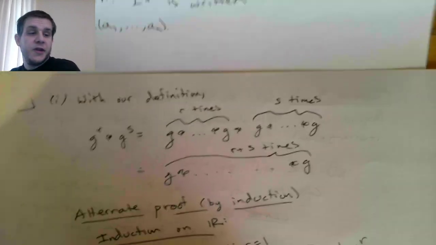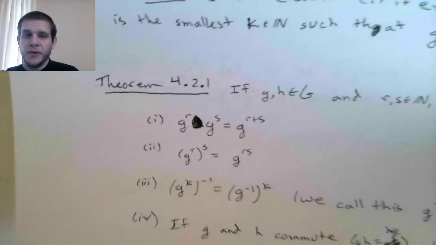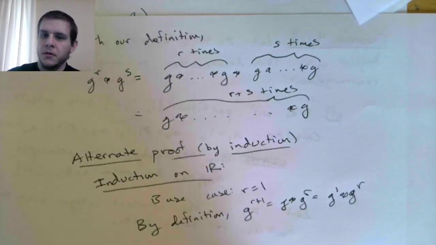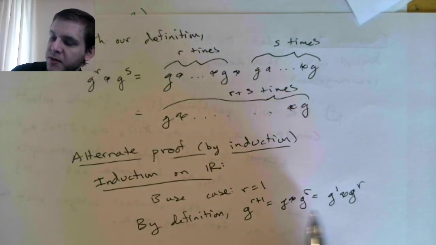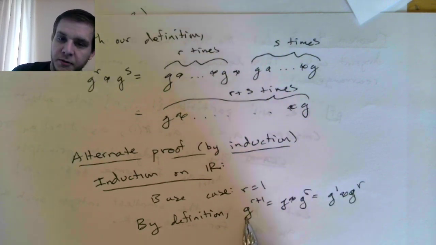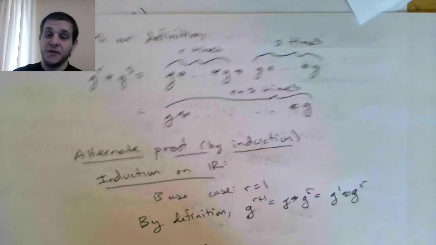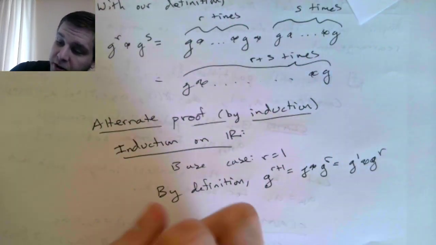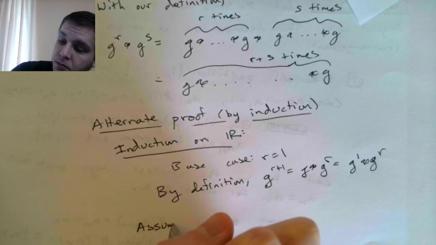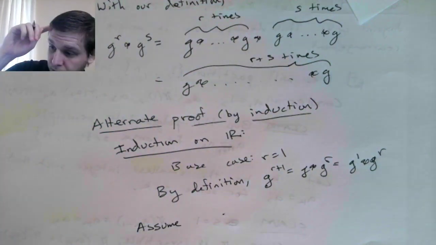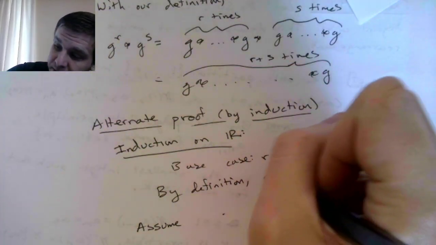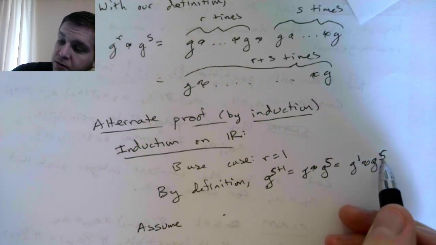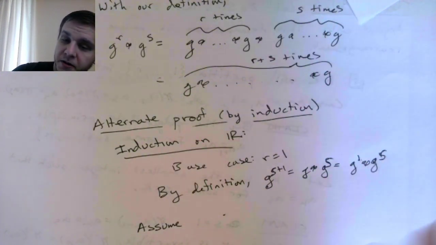Part 1 of the theorem is exactly the claim that I add the exponents when I multiply two elements together. So here, when I multiply these two elements together, G to the 1 and G to the R, I want it to be equal to G to the R plus 1. And that's just the definition. So now I assume it for R. Sorry, this should be S. So here R equals 1. So this is S plus R, and this is R.